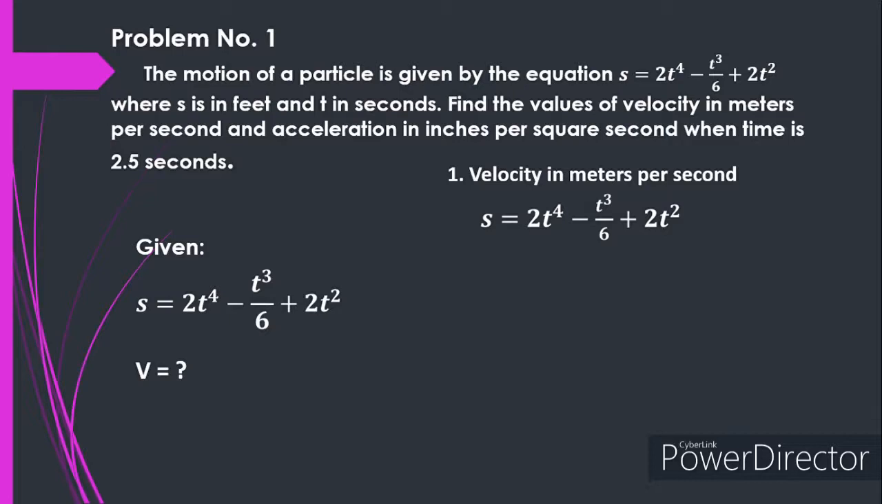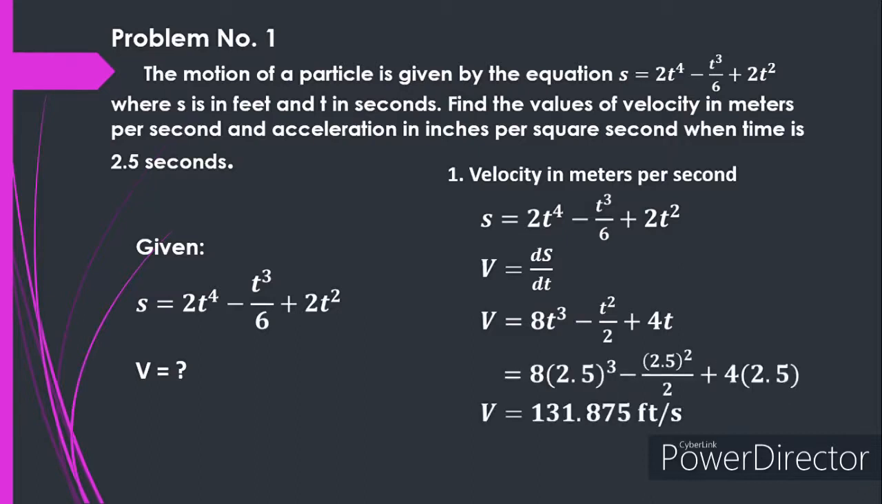Hindi ba class si velocity, yung kanyang formula pagdating sa variable acceleration ay v is equals to the differentiation of the distance equation with respect to time, or equal to ds over dt. So, napakadali. Differentiate natin yung equation natin for distance s. So, v is equals to 8t cubed minus t squared over 2 plus 4t.